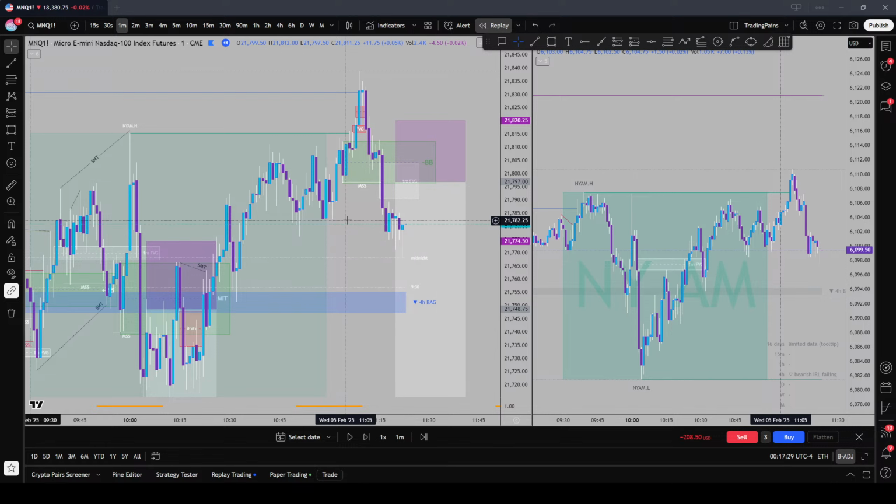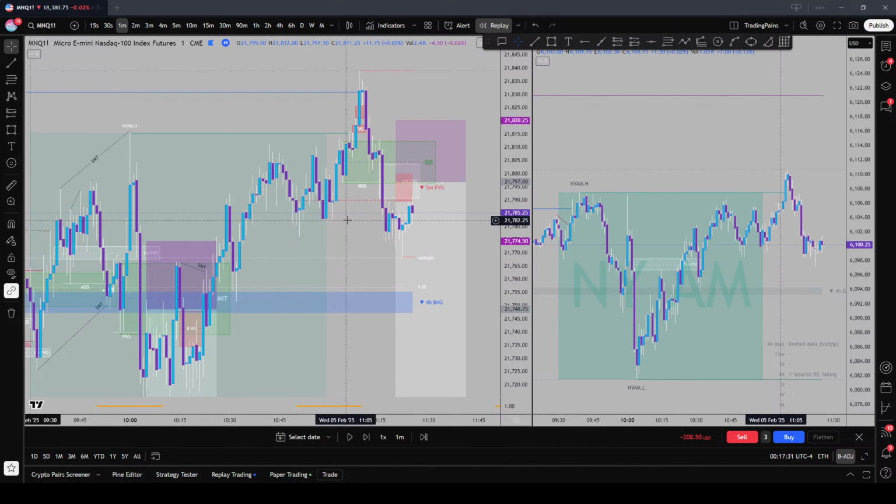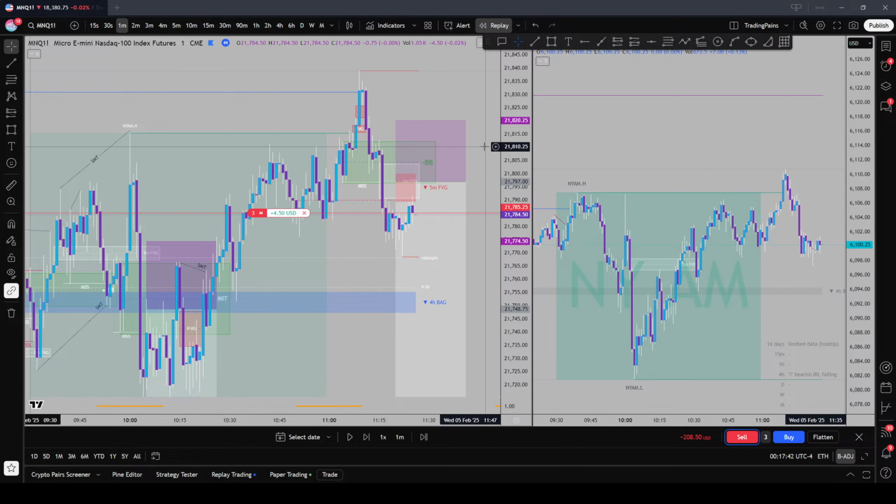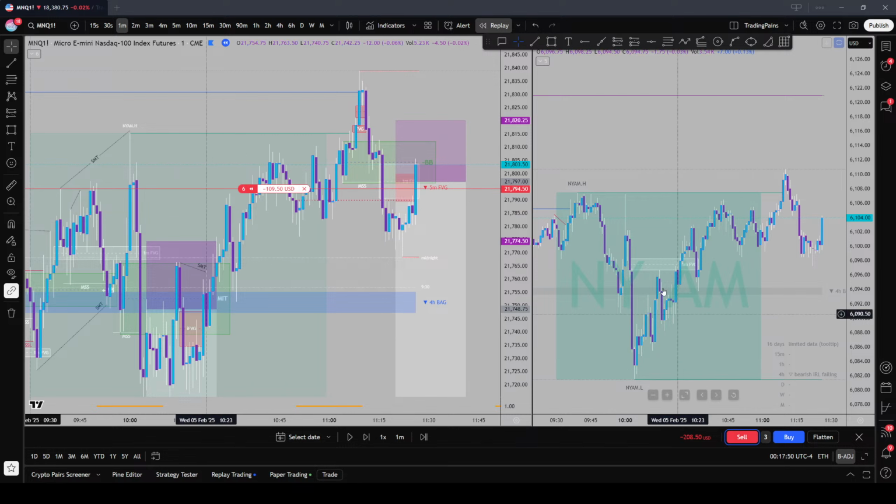Just waiting for it to go up into it. 5 minute fair value gap, perfect. You know what, I can sell 3 right there. And I'll add more if it goes up higher. Yep, okay. So it went up higher, so I'm gonna sell another 3. Then I'll set this up here.